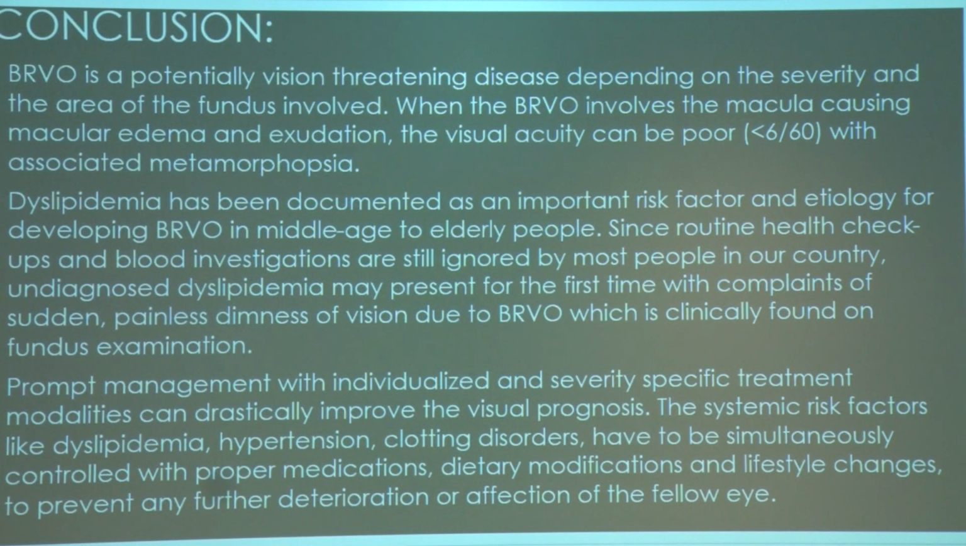In conclusion, BRVO is a potentially vision-threatening disease depending upon the severity and the involvement of the macula, where the vision can be as low as 6/60 or less, associated with some metamorphopsia. Dyslipidemia has been documented as a very important risk factor for the development of BRVO, most commonly in the middle age group, and sometimes undiagnosed dyslipidemia is found in BRVO patients who come with vision problems.